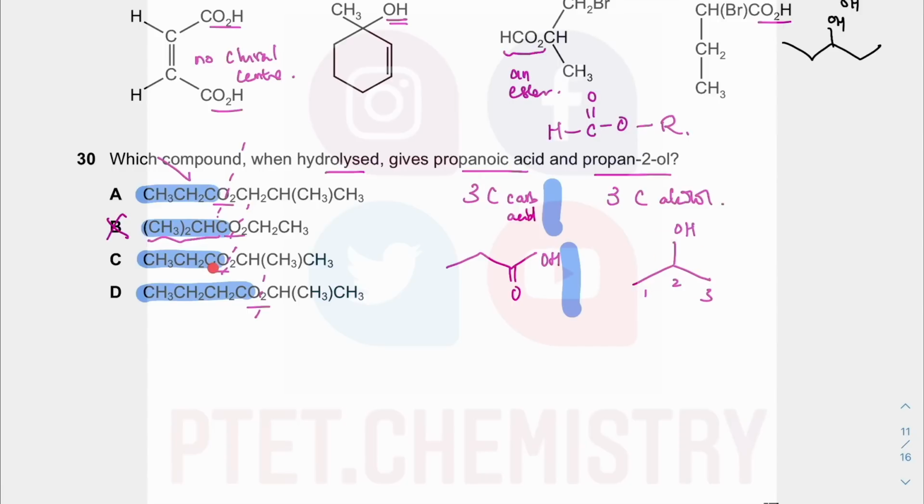This is 1, 2, 3. Again, the acid bit is fine. This is 1, 2, 3, 4. This is a 4-carbon acid. This is not fine. All right. Cross out 2 options already. Now you're left with the 3-carbon alcohol.